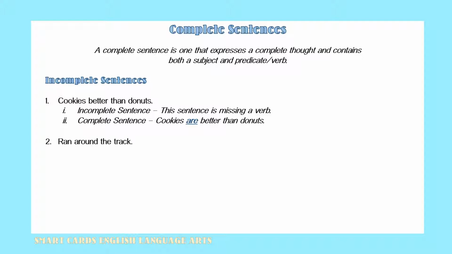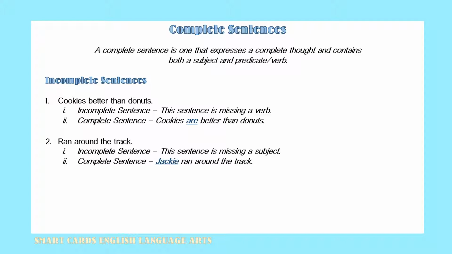Ran around the track. This is an incomplete sentence because it's missing a subject. Let's complete this sentence by giving it a subject. Jackie ran around the track. This is now a complete sentence.